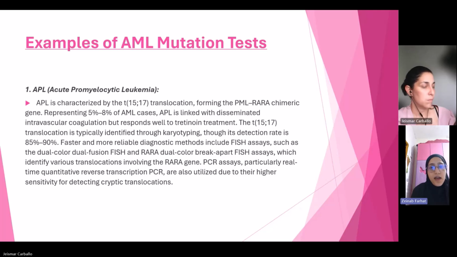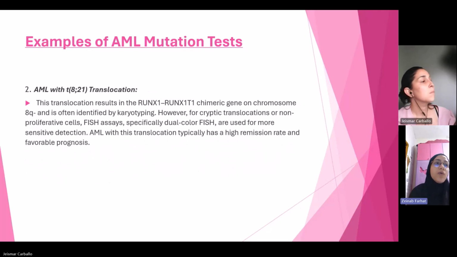Now, the second example is the AML with the translocation between chromosome 8 and 21, which results in the formation of the RUNX1-RUNX1T1 chimeric gene, and it's often identified by karyotyping. However, for cryptic translocation or non-proliferative cells, FISH assays, specifically the dual color FISH, are used for more sensitivity. And AML with this translocation typically has a high remission rate and favorable prognosis.